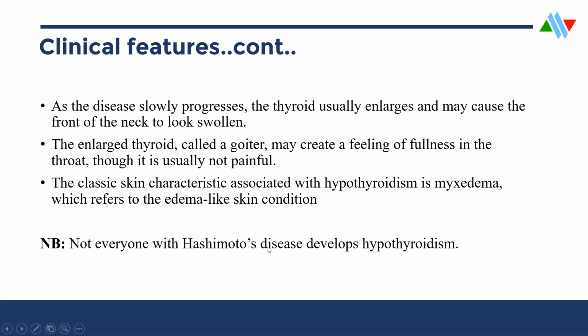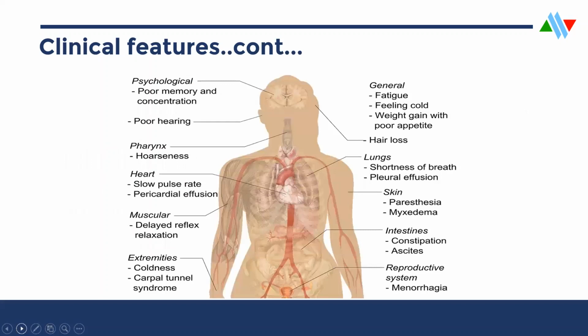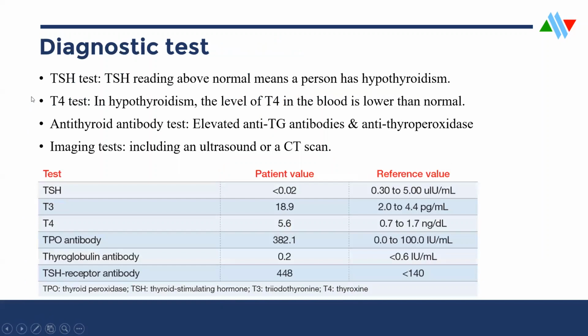However, not everyone with Hashimoto's disease might end up developing hypothyroidism. As you can see, this is not a disease that happens all of a sudden, it's a chronic kind of problem. Okay, so not everybody will end up with hypothyroidism. So these are the features we've just talked about in a nutshell. It can affect your mental state, heart rate, muscles, the extremities, the skin, intestines, hair loss, and all that.